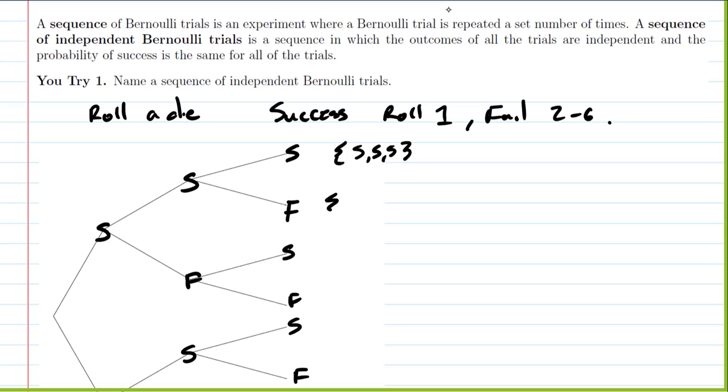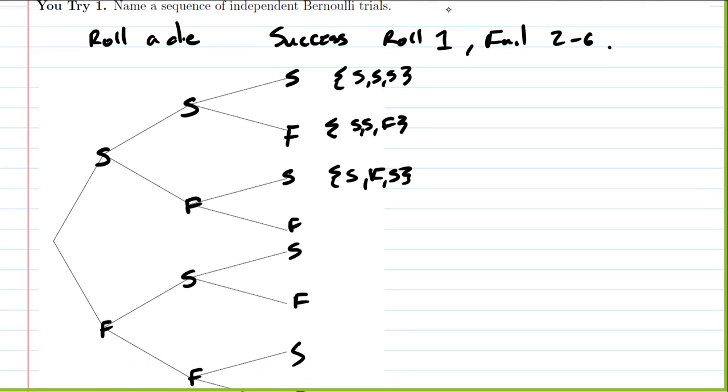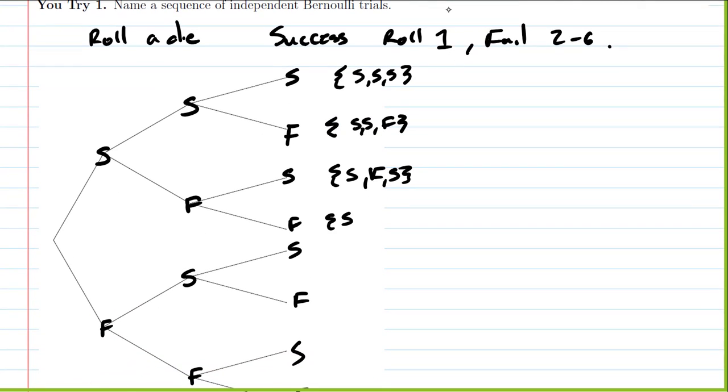This would be the event SSF. This would be the event SFS. This one would be the event SFF. This one would be the event FSS. This one would be the event FSF.